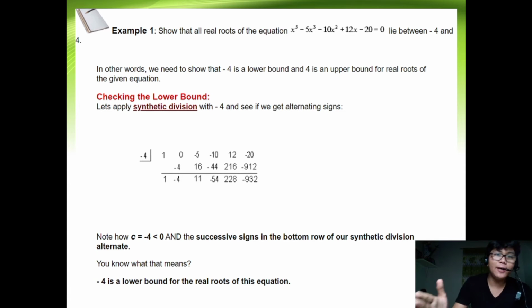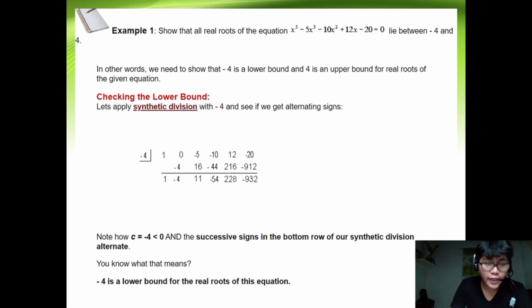It is arranged as positive, negative, meaning it is not all positive or all negative. And as you can see, note how c equals negative 4, which is less than 0, and the successive signs in the bottom row of our synthetic division are alternating. The bottom row is alternating, positive, negative, or negative, positive, the other way around, as long as it follows a certain pattern, which is alternating. It is considered the lower bound.